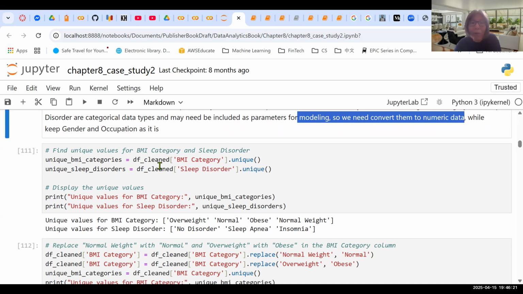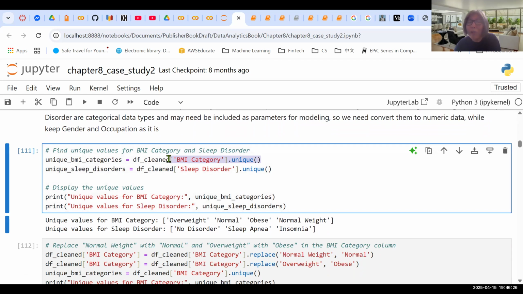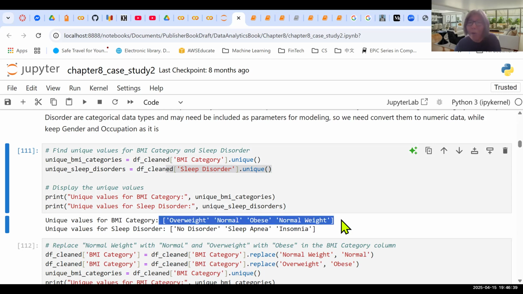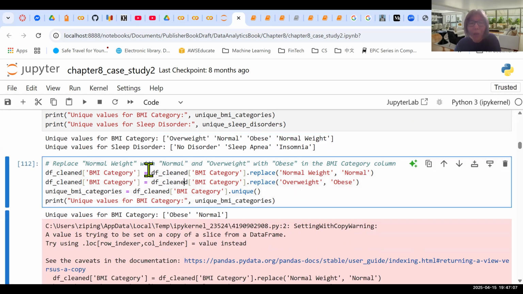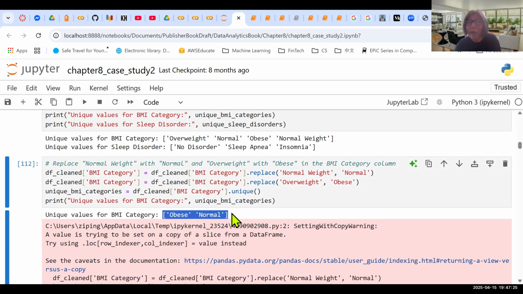We also need to find out what the unique BMI category and unique sleep disorder category values are. After that, we find BMI has four different categories and sleep disorder has three different categories. But if we take another look, you will see overweight, obese, normal and normal weight. Normal and normal weight should be the same category, and overweight and obese may also be the same. So we should redefine that. That's why over here we replace normal weight with normal, and overweight with obese. After that, we only have two categories for BMI category.